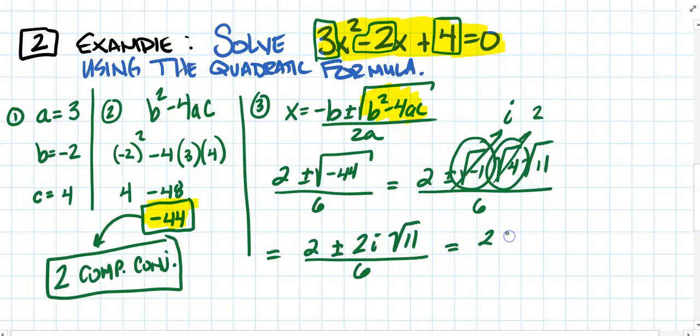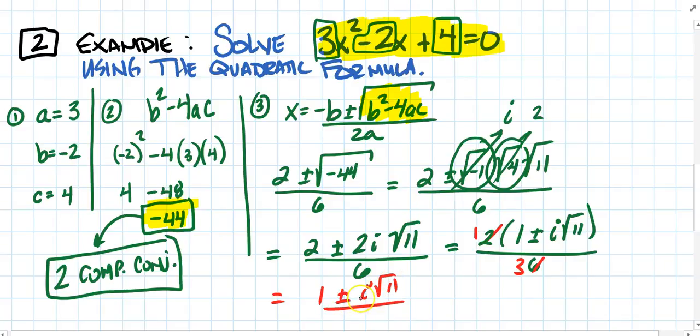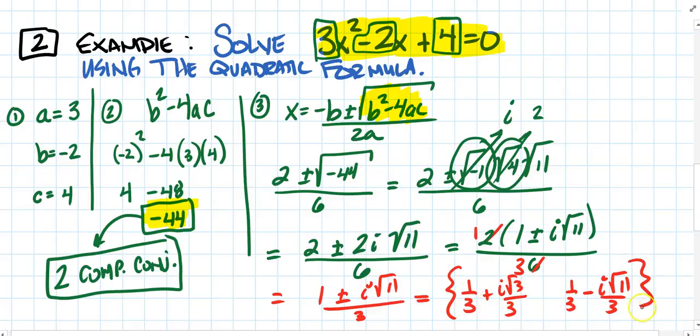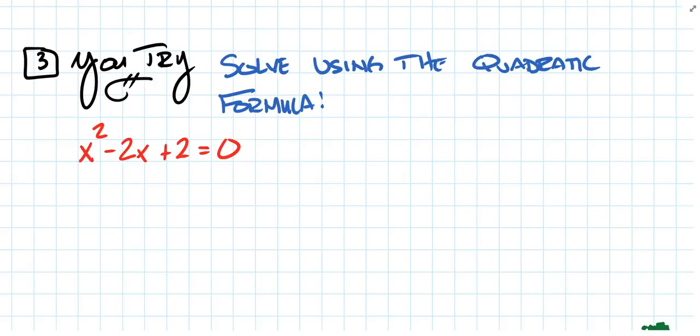I can factor out a 2 from the numerator, which leaves me with 1 plus or minus i root 11, all over 6. Now 2 and 6 can cancel to give me 1/3. So what I'm left with is 1 plus or minus i root 11 over 3. Writing this in standard form with complex conjugates would be 1/3 plus i root 11 over 3, and 1/3 minus i root 11 over 3. Your answer is most likely going to be presented as a solution set of complex conjugate pairs.